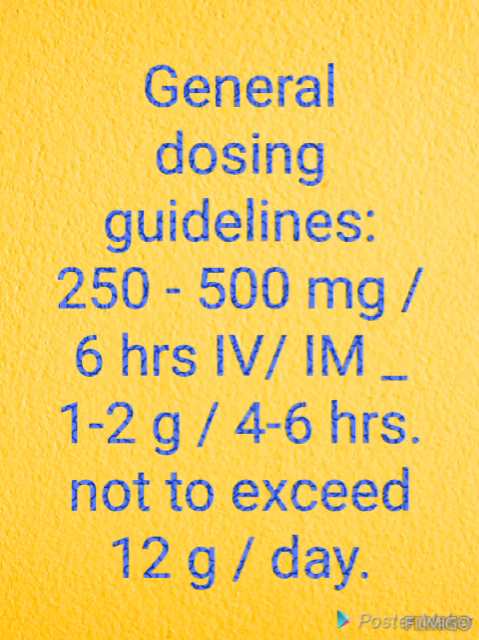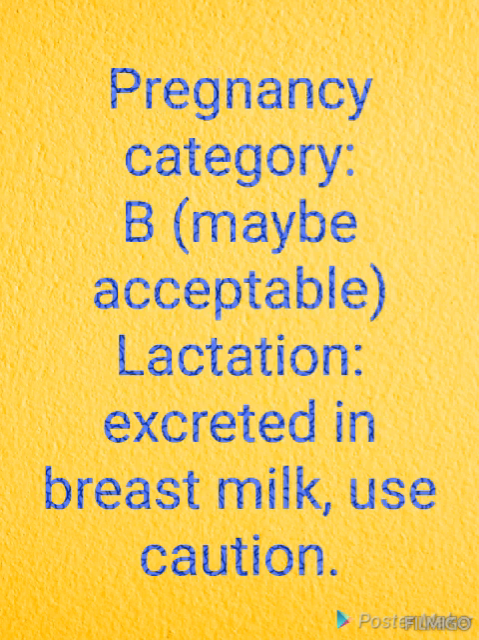And the general dosing guidelines are, normally we give 250 to 500 milligram every 6 hours. If we use injection, that is IV or IM, 1 to 2 gram every 4 to 6 hours. And most importantly, the ampicillin dosage is not to exceed 12 gram per day. It is very important. So not to exceed 12 gram per day.